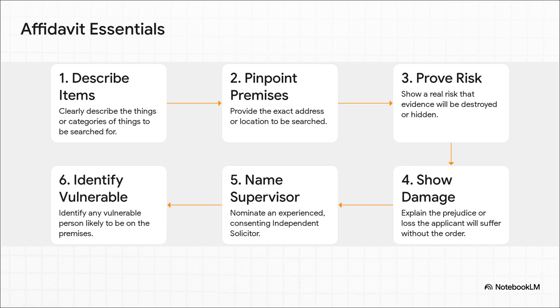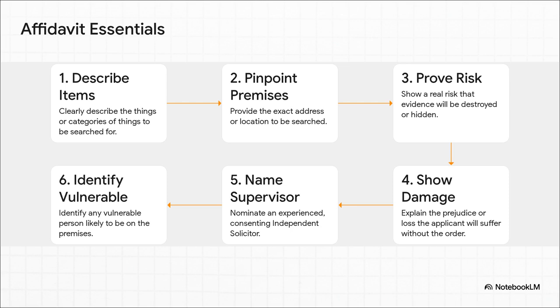First, you have to describe the items with serious precision. The court will never, ever grant an order for a vague fishing expedition. You need to know exactly what you're looking for. Then, you have to pinpoint the exact location. Now, here's the big one. You have to prove a real risk of destruction. This is usually the toughest hurdle. Just a bad feeling or a suspicion? That's not going to cut it.